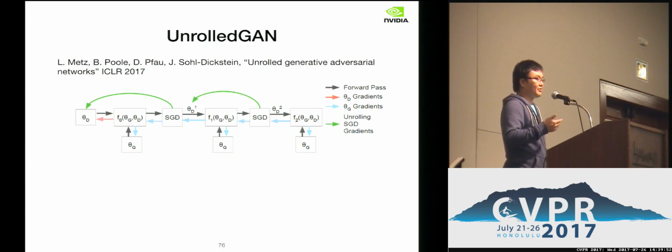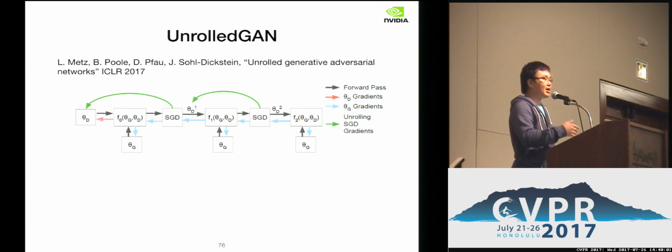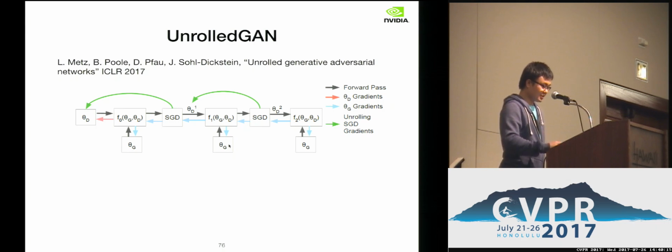So in Unrolled GAN, they propose a different idea, where instead of using one iteration of the discriminator to update the generator, they unroll the update process of the discriminator. So you have a sequence of discriminators, one derived from the other, and you use these discriminators to update your generator.